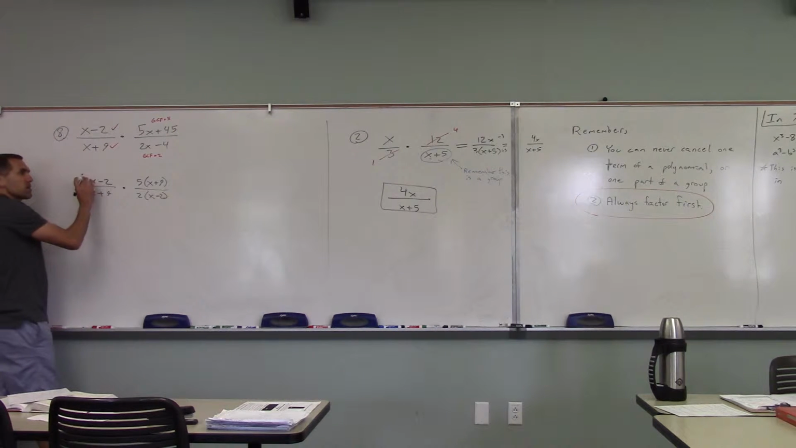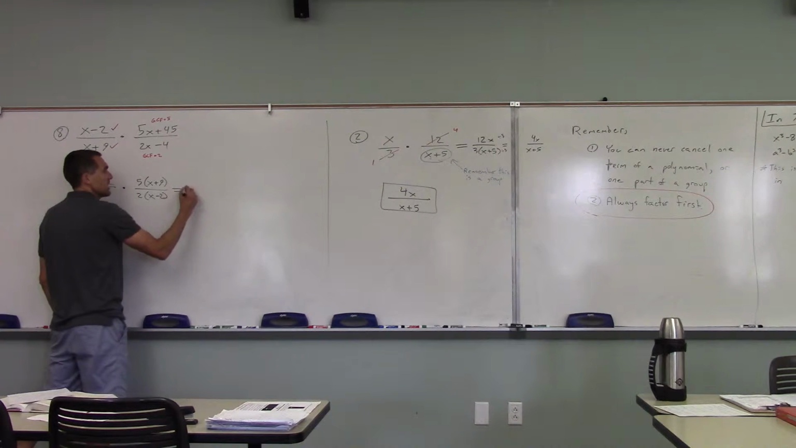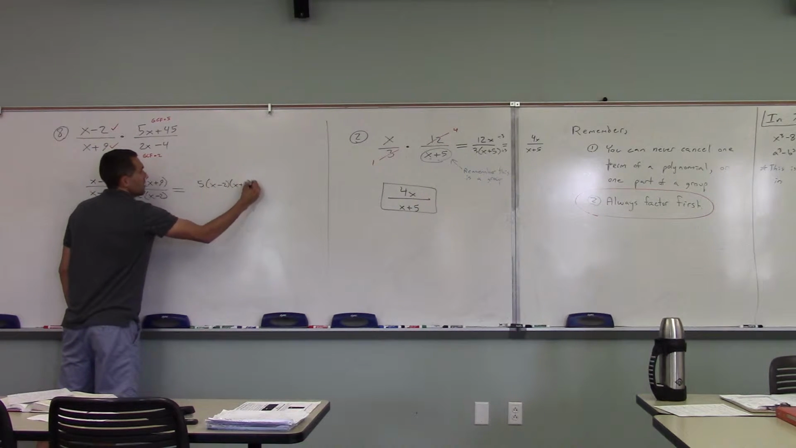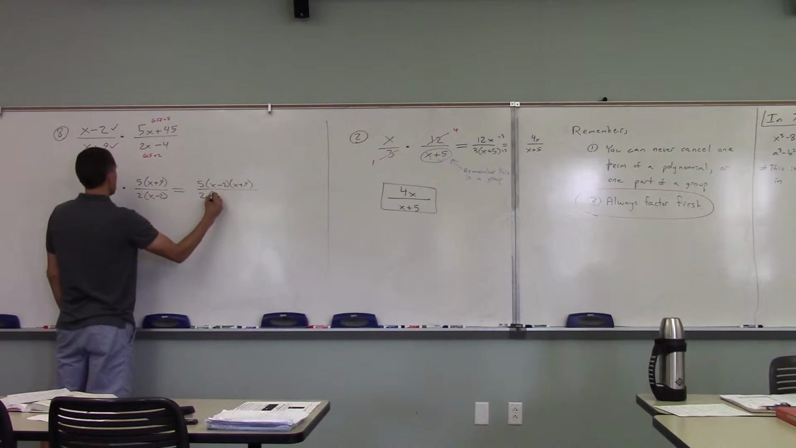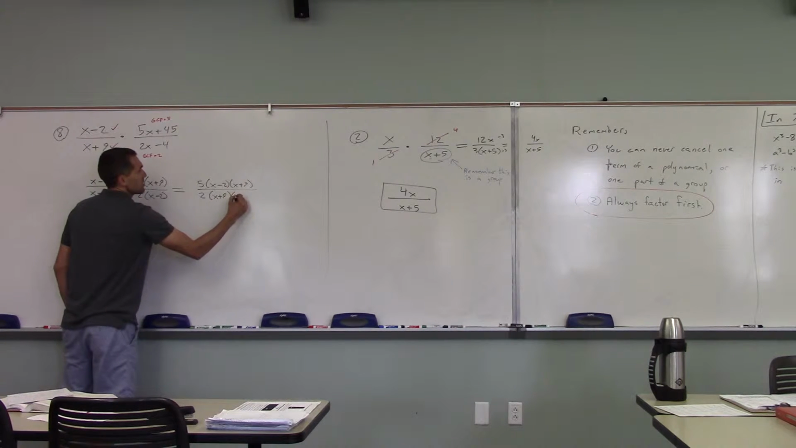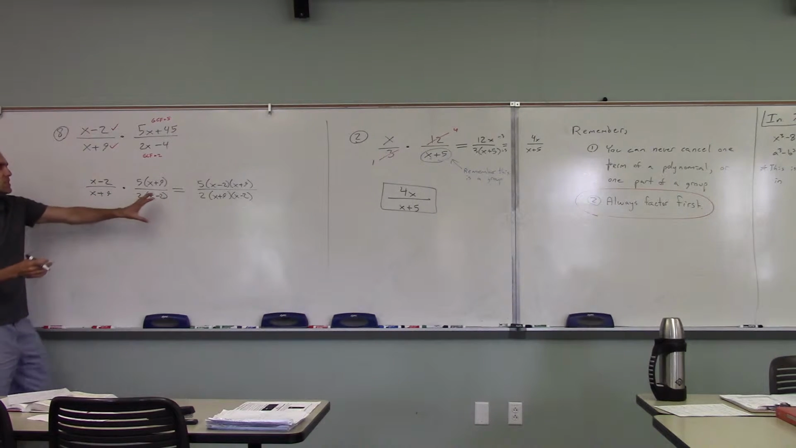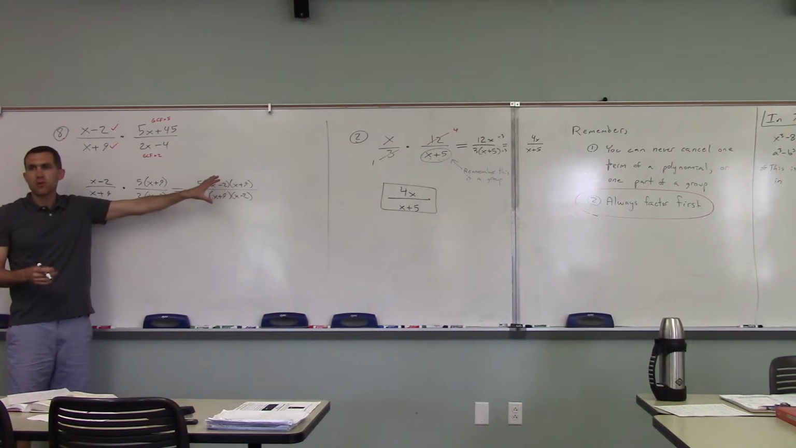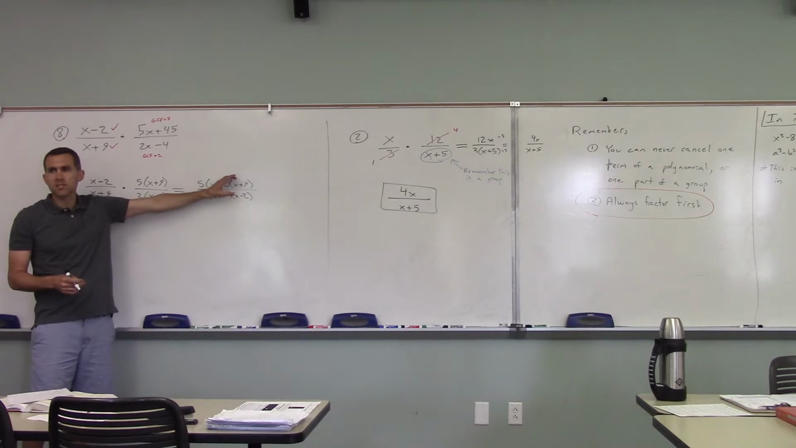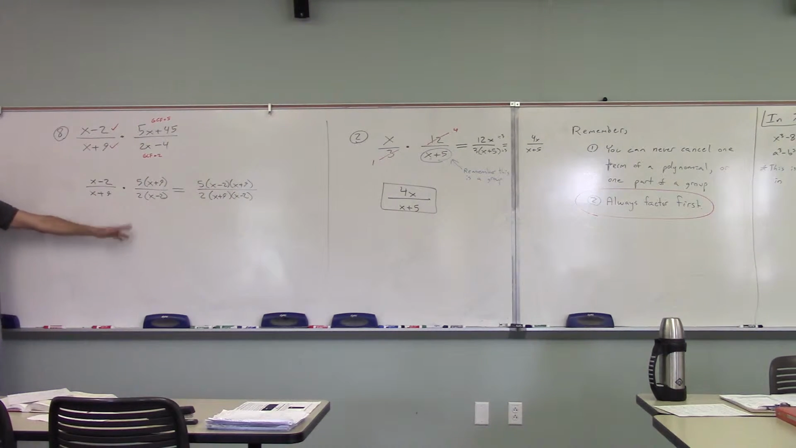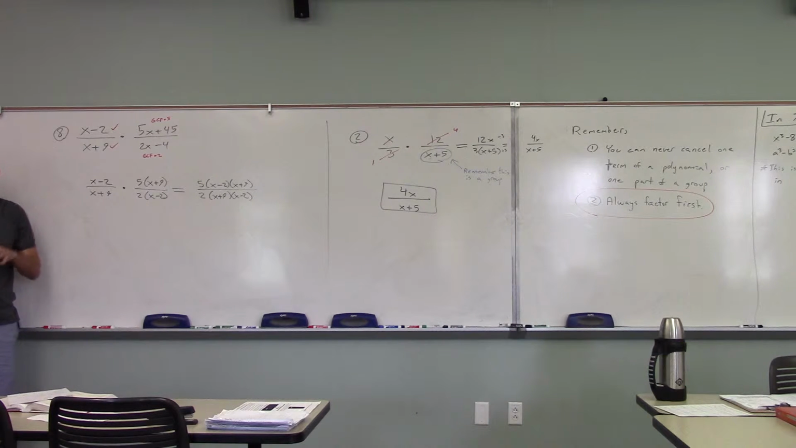You can cancel, because really, look at this, this is really saying 5 times x minus 2 times x plus 9 all over 2 times x plus 9 times x minus 2, because we're multiplying the tops together, multiplying the bottoms, so this is really just one huge clump of multiplication, so we can cancel anything from the top. It could be in the same fraction, it could be in the other fraction, anything from the top with anything from the bottom after it's factored.